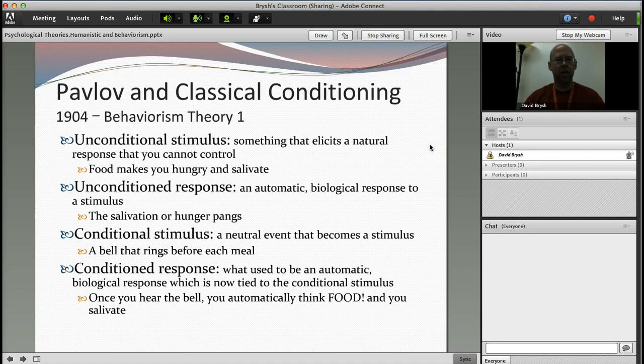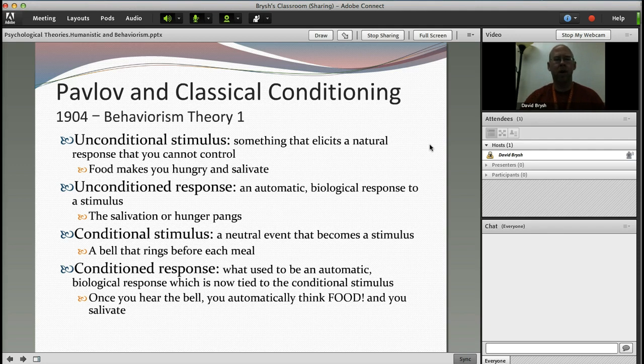An unconditioned stimulus is something that gets a natural response that you can't control. So it's like an instinctual response to something, right? Food makes you hungry, and it makes your mouth water. Or drool, depending on who you are. An unconditioned response is like an automatic biological response to a stimulus, right? So once you smell the food, that's a stimulus, and your response is your stomach growls or clenches up, and you're like, oh man, that food smells so good. Your mouth starts to water, right?